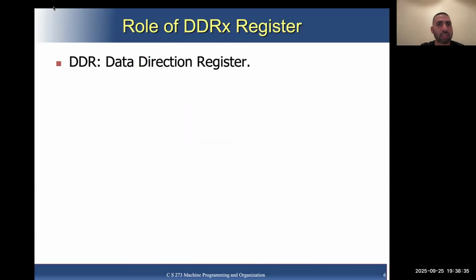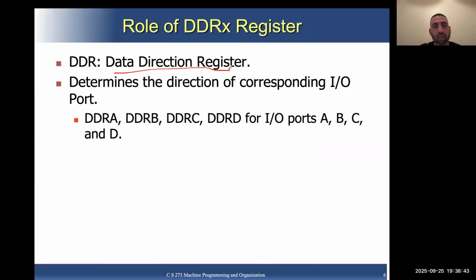So what is the role of the DDR register? DDR stands for data direction register. As its name suggests, it is used to control the direction of the associated port. So if we are talking about the DDRA register, you can use it to set whether port A will be used as an input port or as an output port. It determines the direction of a corresponding IO port, and you have registers DDRA, B, C, and D for IO ports A, B, C, and D.